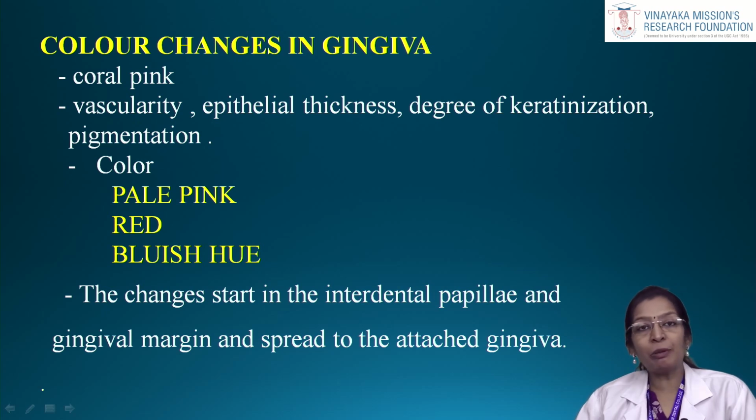The color of gingiva will be pale pink when the vascularity is reduced and the degree of keratinization is increased. The bluish hue on the reddened gingiva is because of the venous stasis on the gingiva, which is seen in stage 3, that is the established lesion of gingival inflammation. The color change usually starts in the interdental papilla and the gingival margin and then spreads to the attached gingiva. So, these are the color changes in the inflamed gingiva.